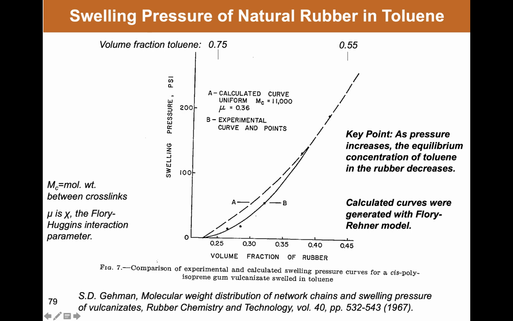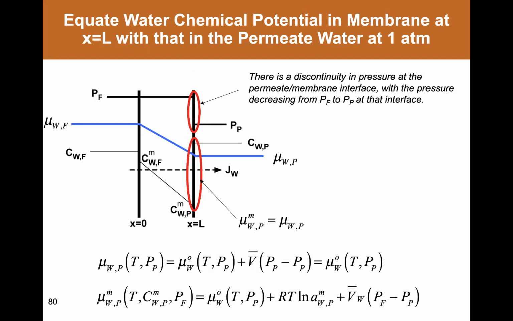parameter. Now let's come back to our analysis of the chemical potential of solvent or water right at this downstream interface, and we'll proceed exactly as we did before. We'll write the chemical potential of water in the permeate side of the membrane in the pure water case as the reference chemical potential plus the molar volume of water.